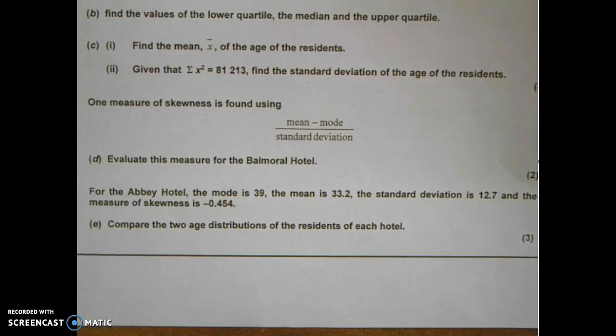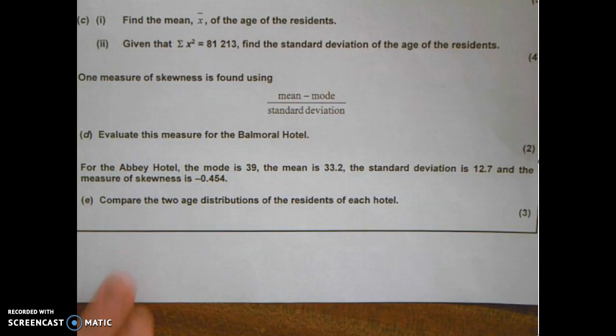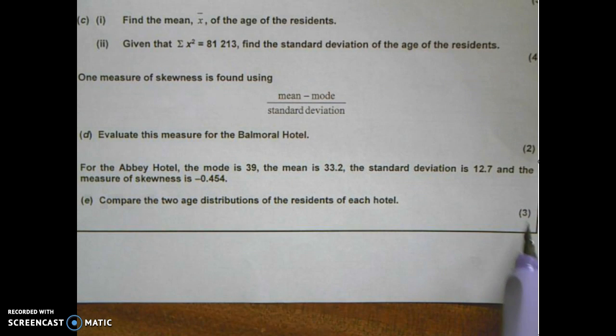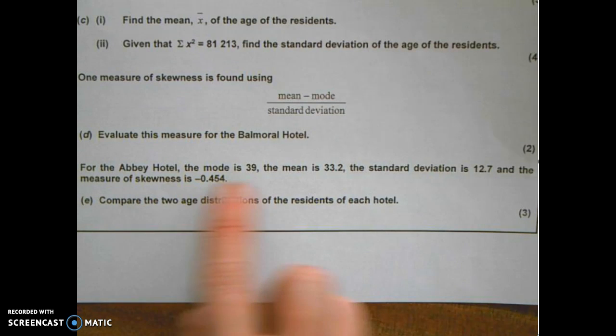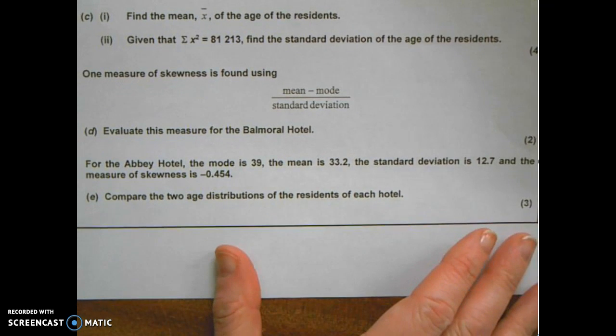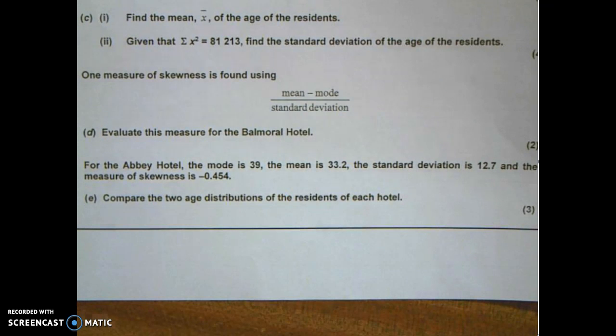And lastly, part E said, compare the two age distributions of the residents in each hotel. It gave you these values for the Abbey Hotel. It's worth 3 marks, so you're looking for 3 different types of comments. You could have had one comment on the mean, the median, or the mode of each. So you could say the mean is greater at the Balmoral than the Abbey, or the median's greater. They were expecting one comment on the spread or the range of the results. So you could say the standard deviation is less at the Balmoral than the Abbey, or the range is less, or the interquartile range is bigger, something like that.